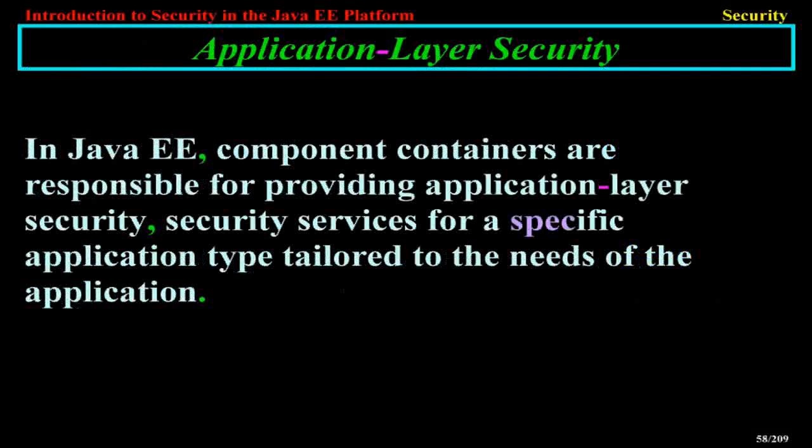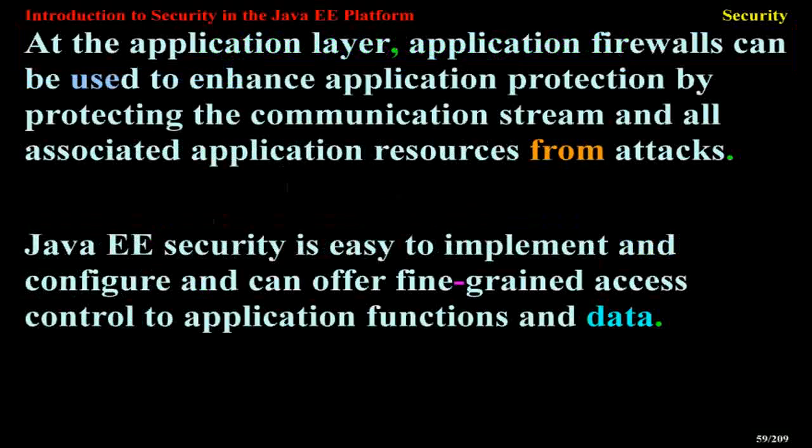Application layer security. In Java EE, component containers are responsible for providing application layer security services for a specific application type tailored to the needs of the application. At the application layer, application firewalls can be used to enhance application protection by protecting the communication stream and all associated application resources from attacks. Java EE security is easy to implement and configure and can offer fine-grained access control to application functions and data.